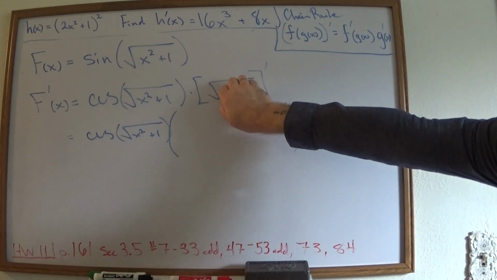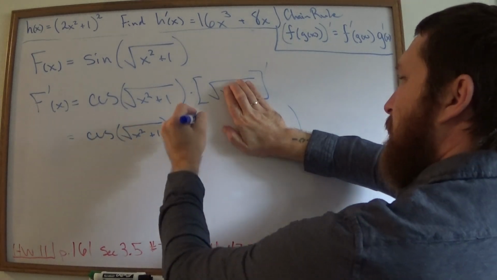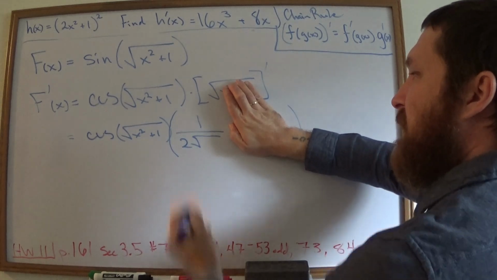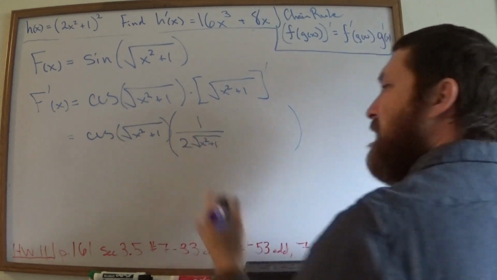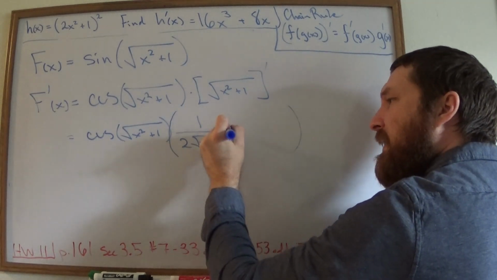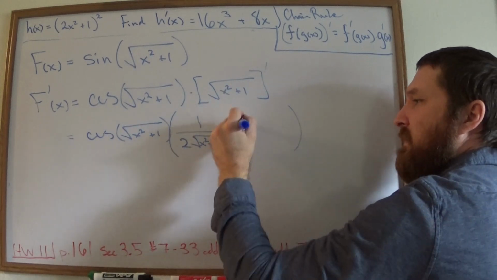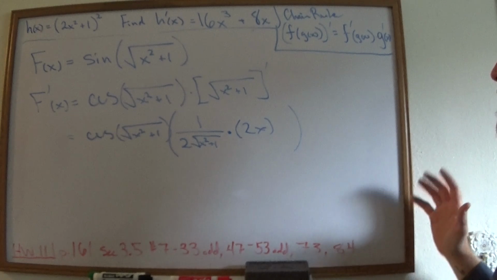So, take the derivative of this. I see outside stuff and inside stuff. What's the derivative of the outside stuff? 1 over 2 of that stuff. So take the derivative of the outside stuff, leave the inside stuff alone. Multiply that by the derivative of the inside stuff. What's the derivative of that stuff? That's just 2x.